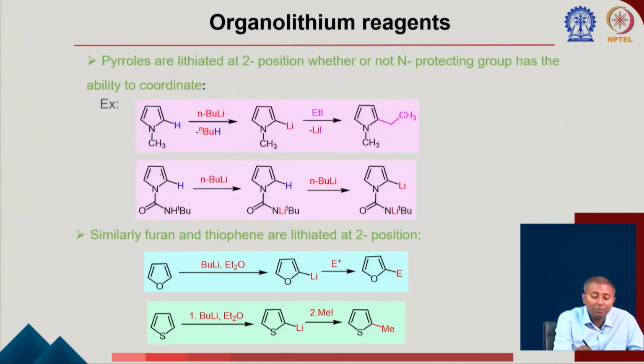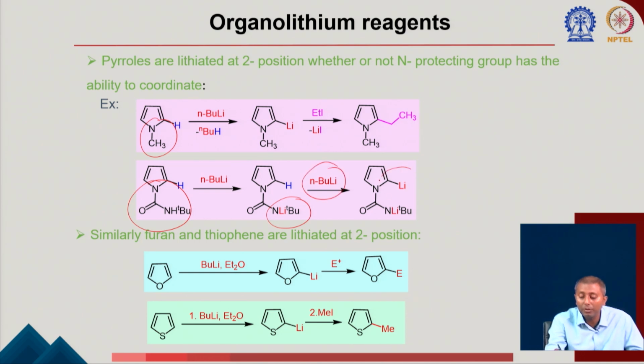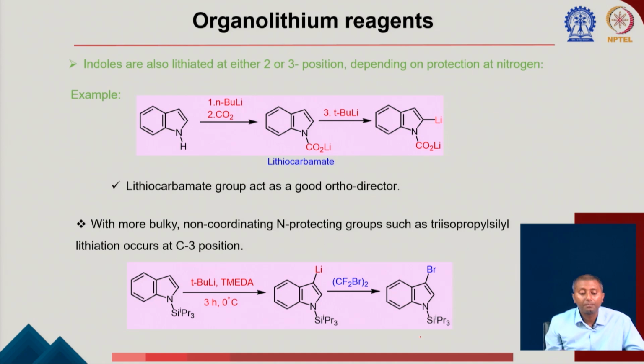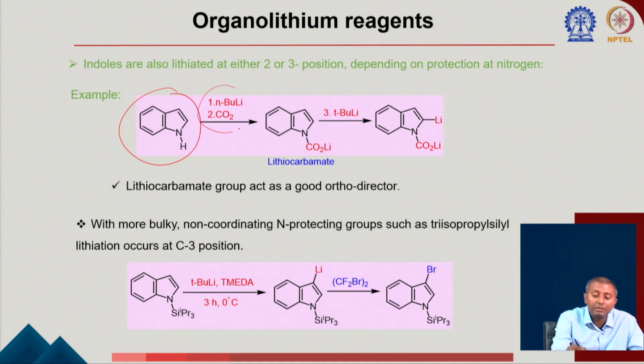Again, you can see that if instead of the N-methyl you have the N-BOC or some other protecting group here, that can be deprotonated first. If you have this NH tert-butyl, that can be deprotonated, and then another equivalent of butyl lithium can deprotonate that. Similarly for furan and thiophene, as I mentioned, it can form the corresponding lithium. If you have an indole, then things are interesting, because indole has an NH. So first, if you give N-butyl lithium, then this proton will be abstracted to generate this corresponding lithium, which will trap the CO2 to form this lithio-carbamate.